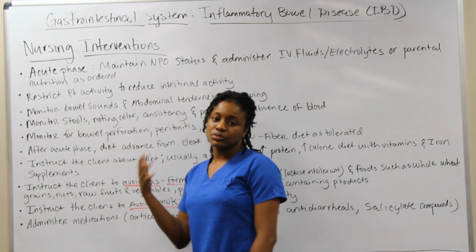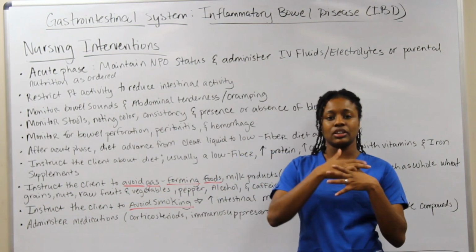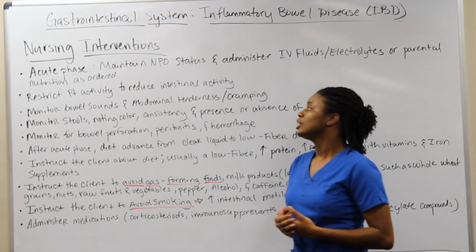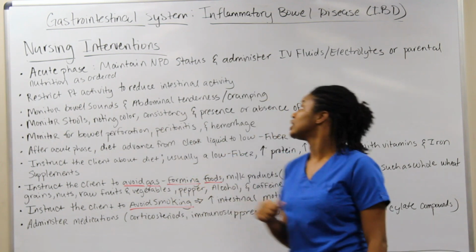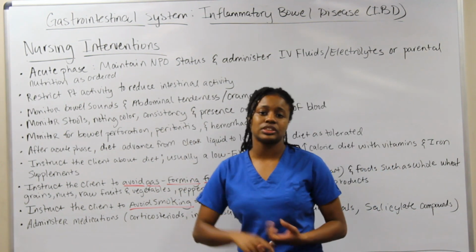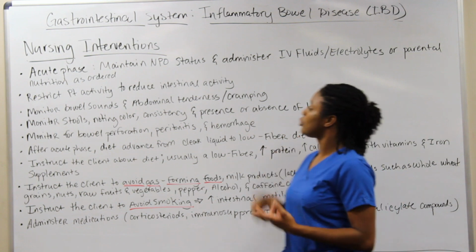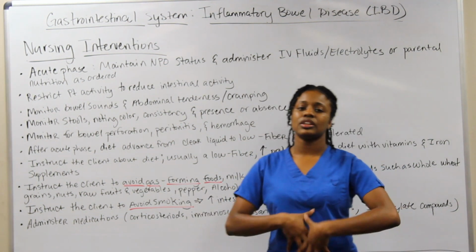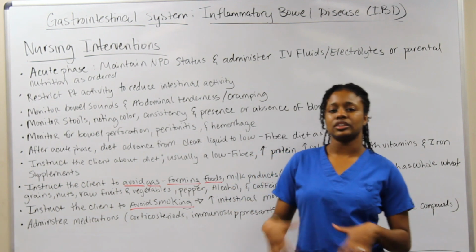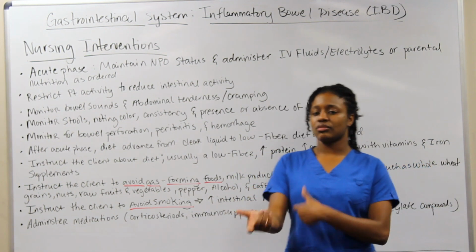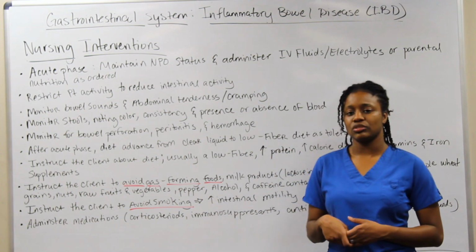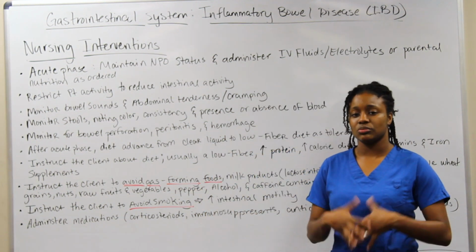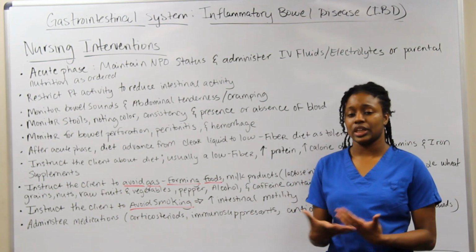So in the acute phase, which is when they have the inflammation, they have all the symptoms that they're exhibiting, right? You want to maintain an NPO status, and you want to administer IV fluids, electrolytes, and parenteral nutrition if they're ordered, right? And you do this because you want the abdomen and the GI tract to rest. So any other route you can give fluids and nutrients, you want to do it that way rather than the GI tract, okay? Because you want this ultimately to rest because it's already inflamed.